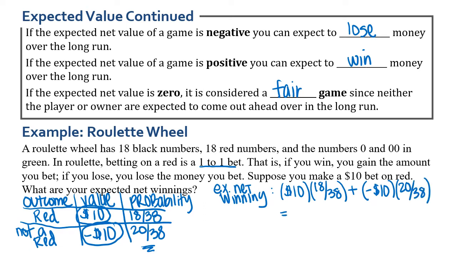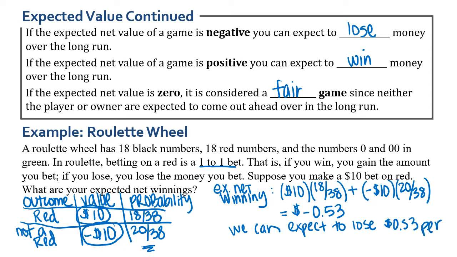So when I put that in using technology, I'm going to get negative 53 cents. So this means we can expect to lose 53 cents per game over the long run. Obviously you're not going to lose 53 cents for this one game. You're going to either win 10 bucks or lose 10 bucks. But in the long run, if you average out all of your winnings and your losses, those will average out to 53 cents of a loss per game.